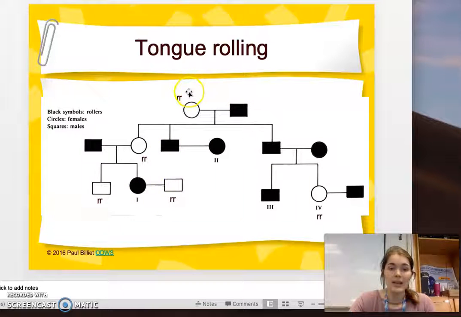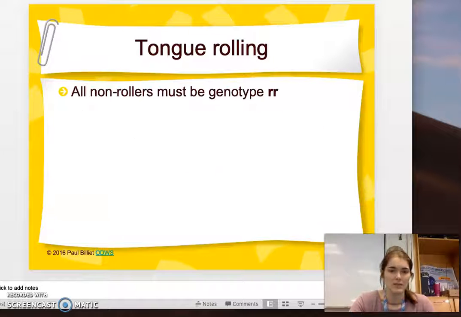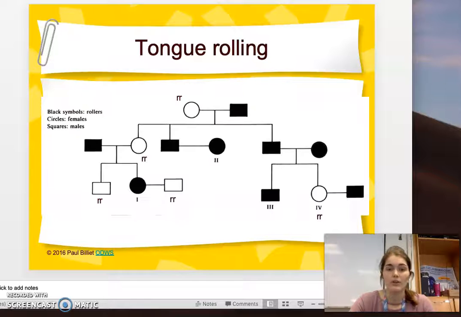So if we look at our genotypes, the recessive condition is not being able to roll your tongue. We can see that this mom is recessive, this dad is dominant. We can say that this kid must be recessive, meaning he has to carry the trait too. And they have recessive kids. We can find who's recessive in this. All non-rollers have to be little r, little r. And that's how we can figure it out.